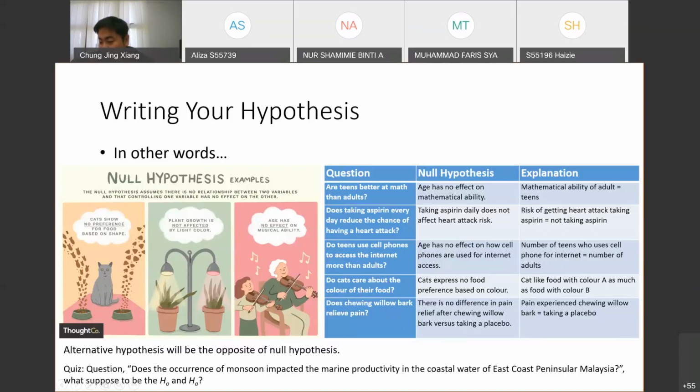I asked a quiz there, but I already answered it just now. So, a quick question: does the occurrence of monsoon impact the marine productivity in the coastal water of Peninsular Malaysia? What's supposed to be the HA and H0? I already told you just now. H0 will be no impact. HA will be has impact. Easy enough? I might ask you this a lot in the exam later to make sure you really understand H0 and HA, because this is the most important part when we conduct research.